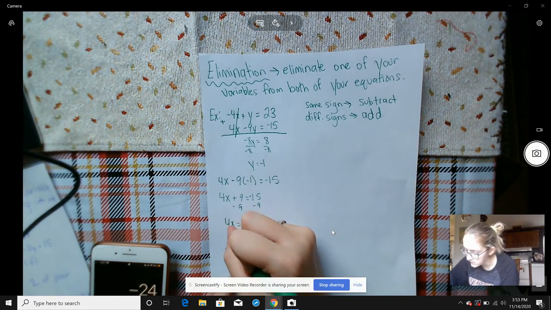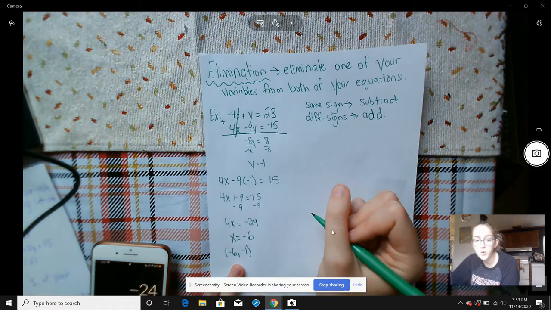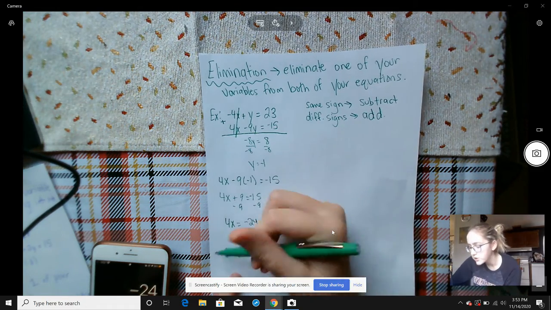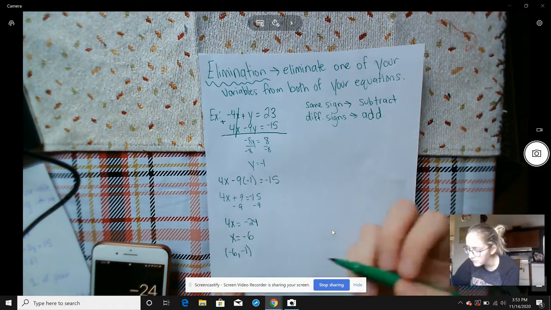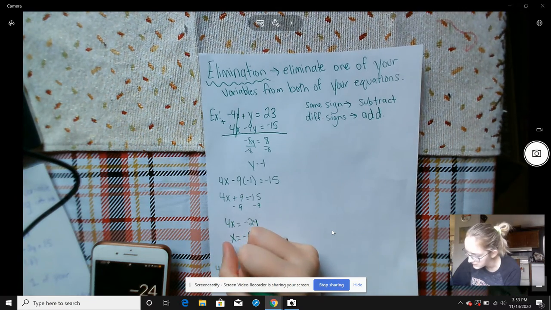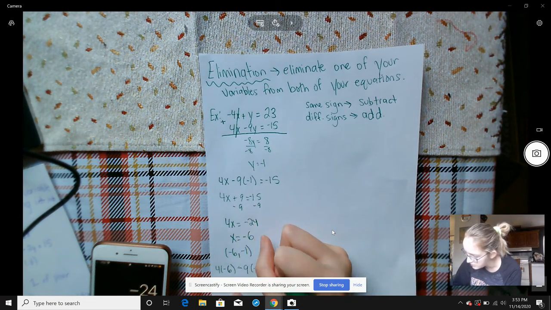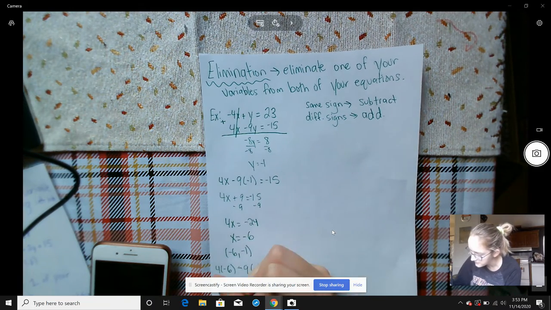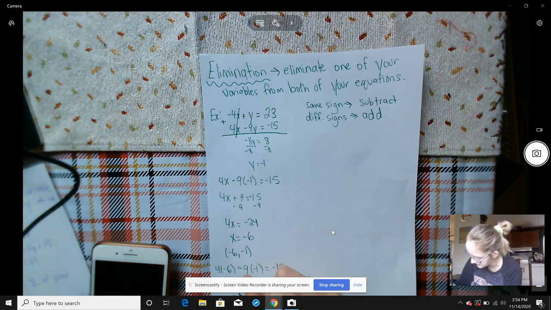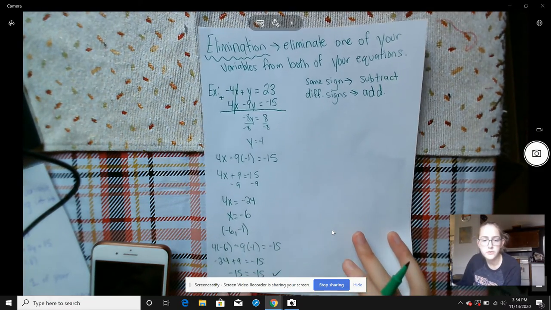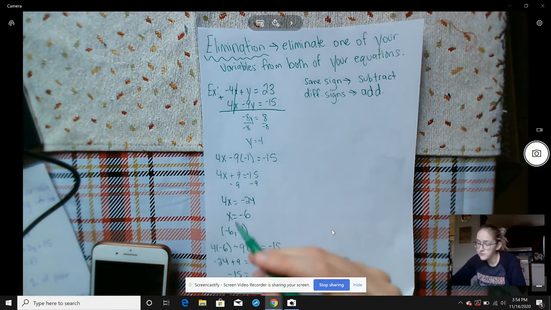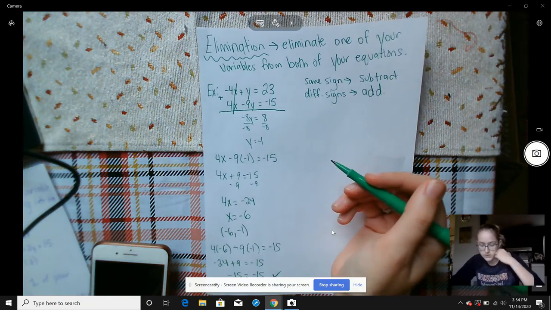So our answer is going to be negative 6, negative 1. Coordinate points as always. And if you're unsure if these are right, you could always plug them both back in. So we're going to have 4 times negative 6 minus 9 times negative 1 should equal negative 15. This will give me negative 24 plus 9 equals negative 15, which will give me negative 15 equals negative 15. So that works out. Oops, you can't see that. That works out. So this means this is a solution for this system.